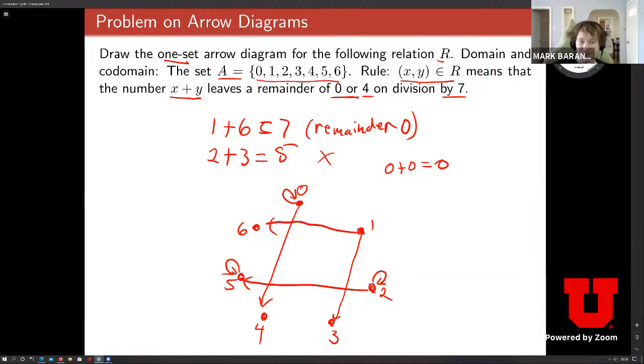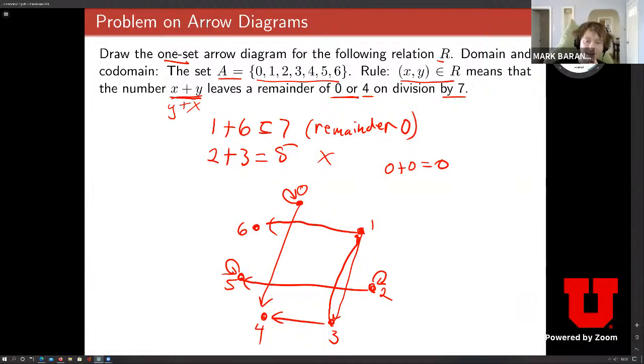3 and 0 is 3. 3 and 1 is 4. So we can see that this relation is going to be symmetric, and that's because x plus y is commutative. We could have done y plus x. 3 and 2 are not. 3 and 4 are, because that's 7. 3 and 5 is 8, which is not in there, and 3 and 6 is 9, which is not in the relation. And 3 plus 3 is 6, so it's not in the relation with itself.